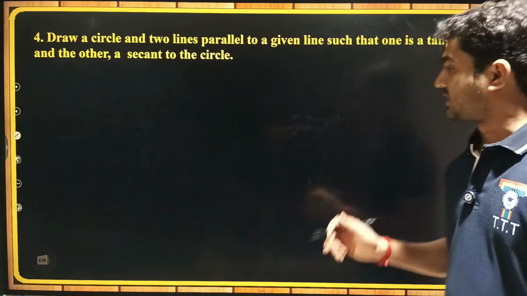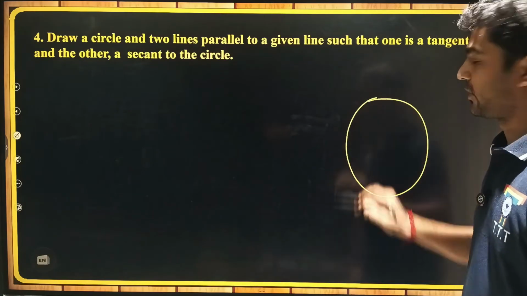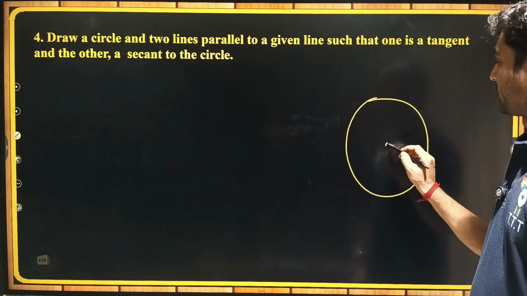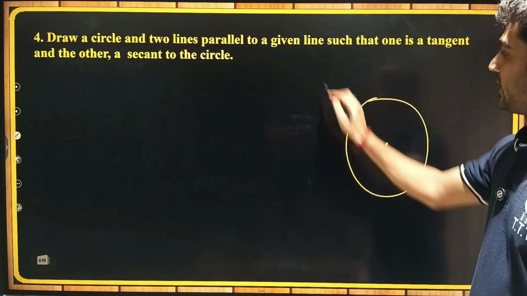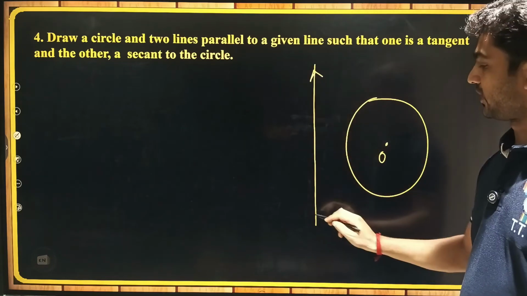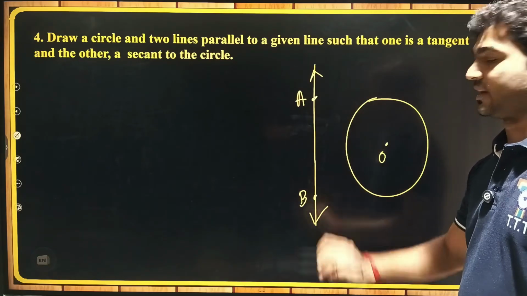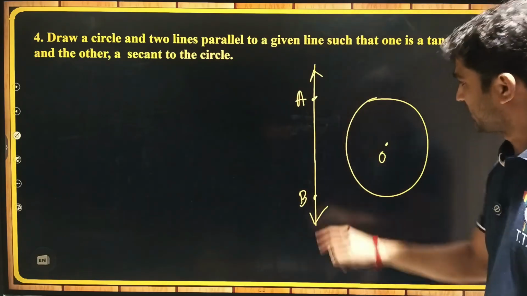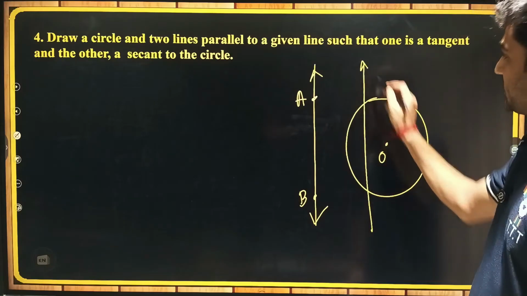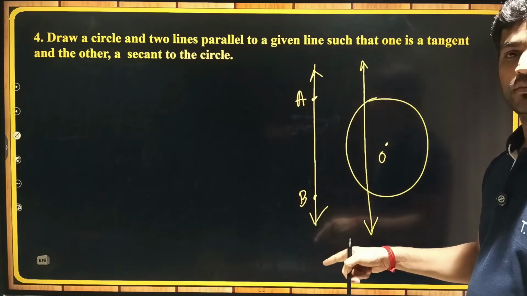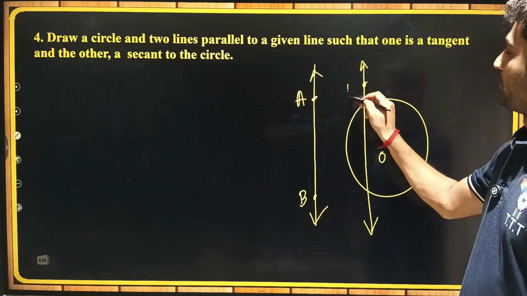Suppose, dear friends, we consider a circle with center O. Here there is a line. Let's take A here and B here. AB is a line. For this line, here there is a secant which is parallel to the AB line. Let's take this as PQ.